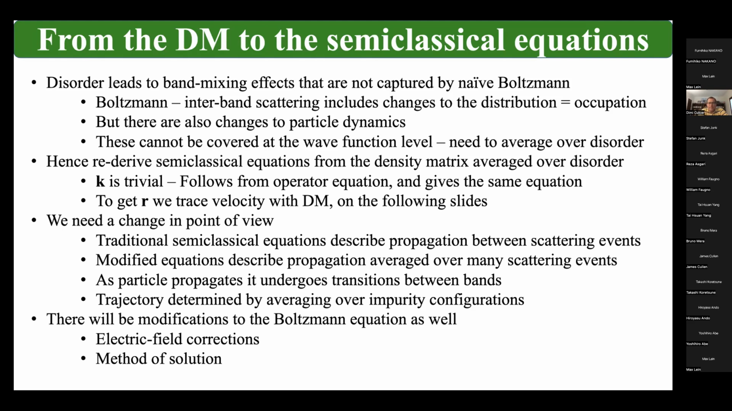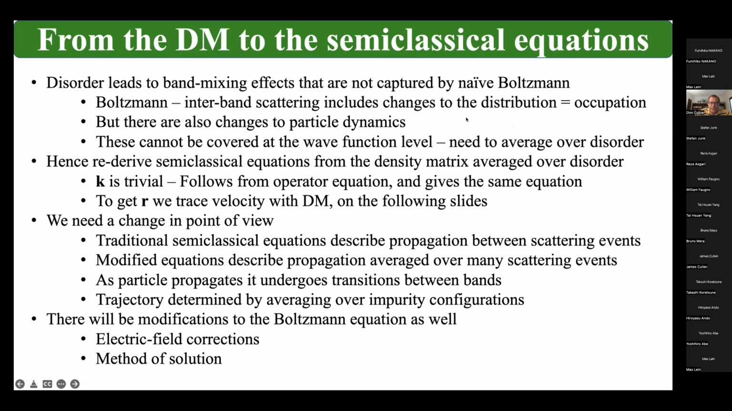Now you might say, I take the Boltzmann equation and I can write down a Boltzmann equation for each band. And when you do that, of course, you can incorporate scattering between the bands. Okay, you can have an intra-band scattering term and an interband scattering term, but that is not enough, because the disorder also gives you changes to the particle dynamics. So it's not just scattering from one point on the Fermi surface to another point on the Fermi surface, which you can include at the Boltzmann level.